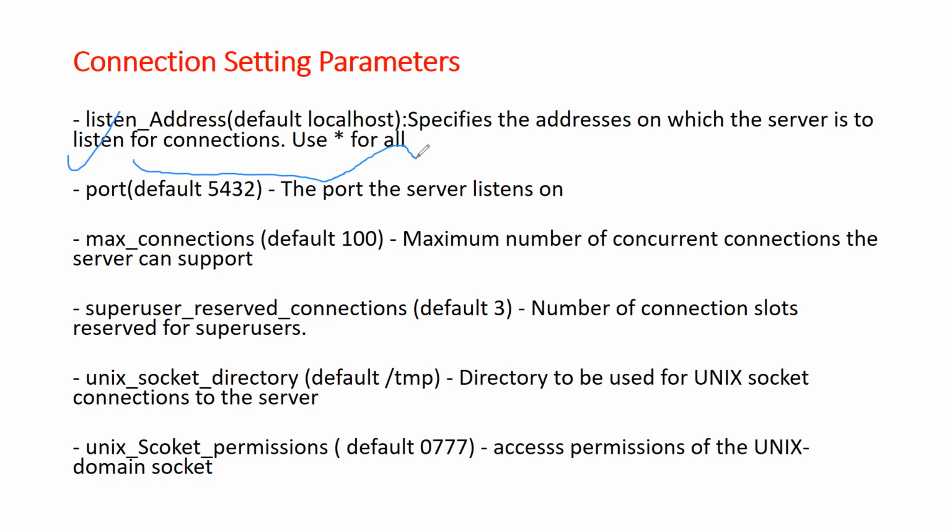To make it simpler, if you don't have the list of IP addresses, or it is not feasible for you, you can put an asterisk sign. Then connections will be accepted from everywhere. The port number by default is 5432, and you can change it. The first cluster you can create on 5432; the next cluster you have to create on a different port. So you can change your port number anytime.